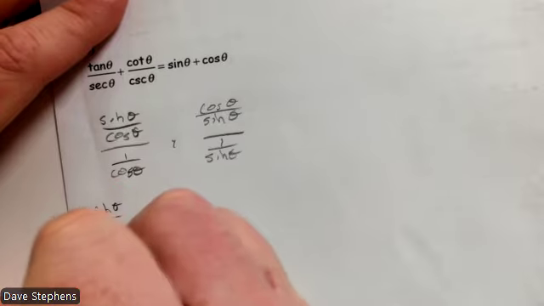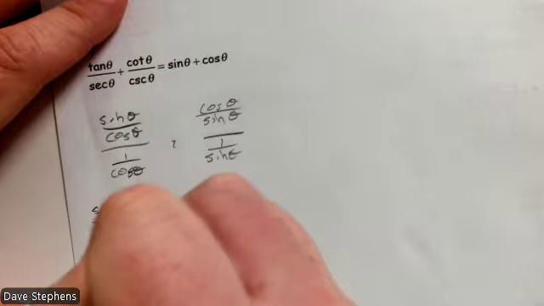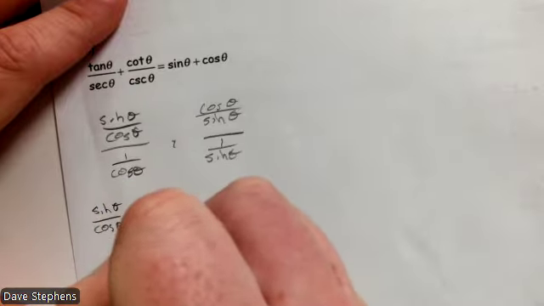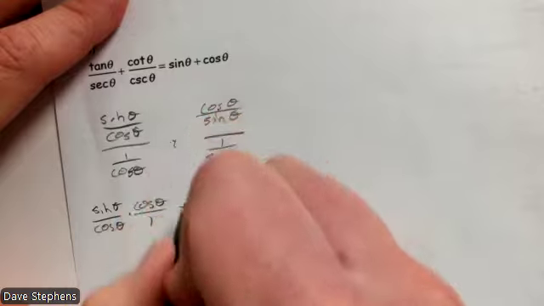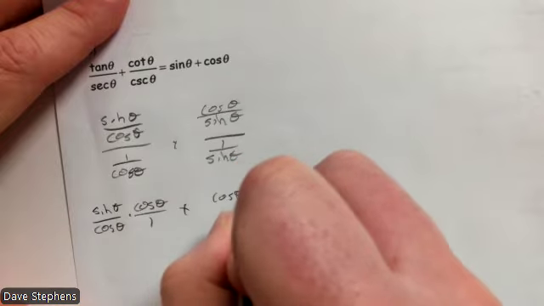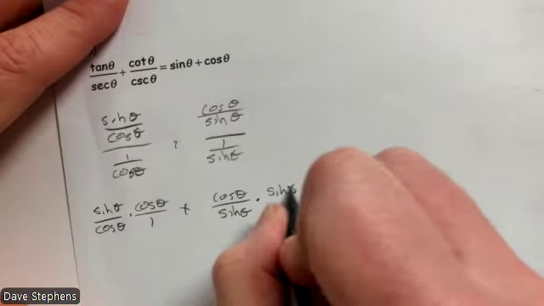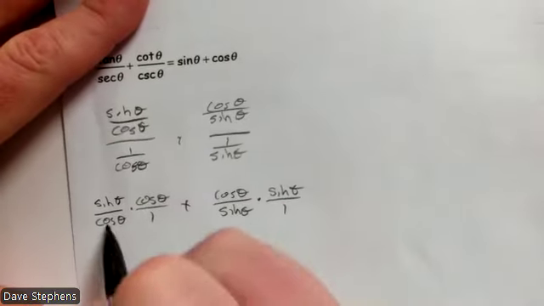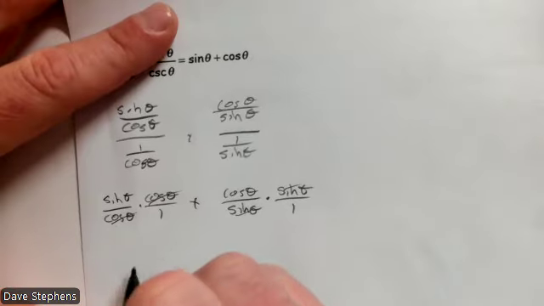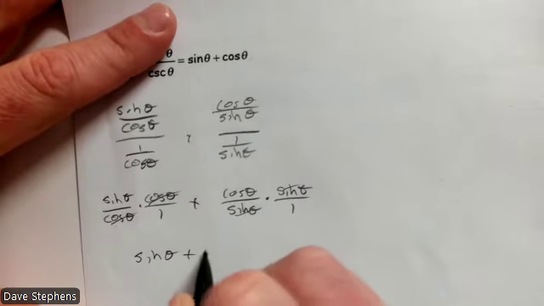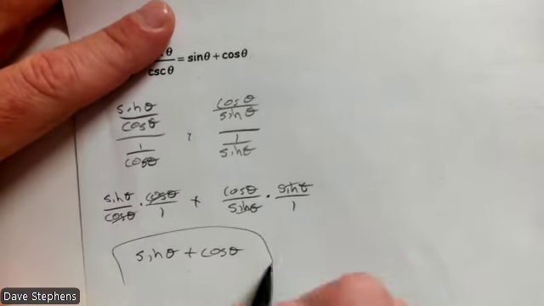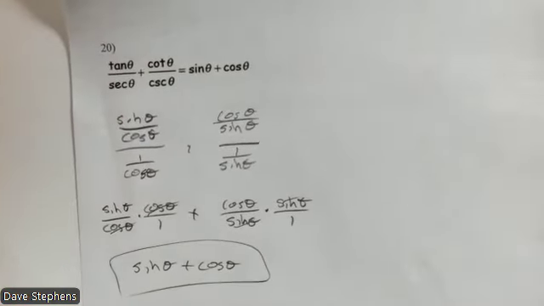So sine theta over cosine theta times cosine theta over 1, plus cosine theta over sine theta times sine theta over 1. Hey, let's go. Sine theta plus cosine theta. That's all she wrote.